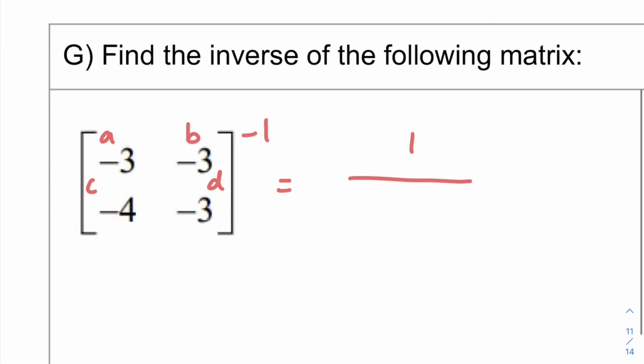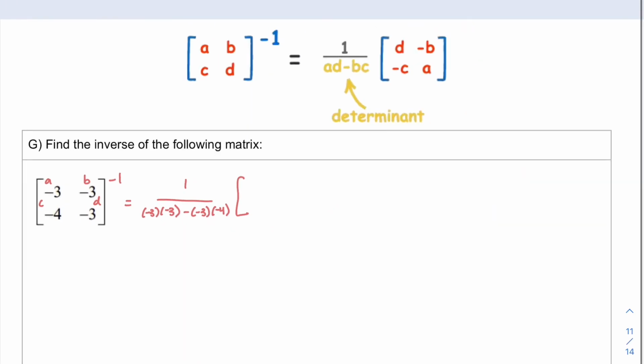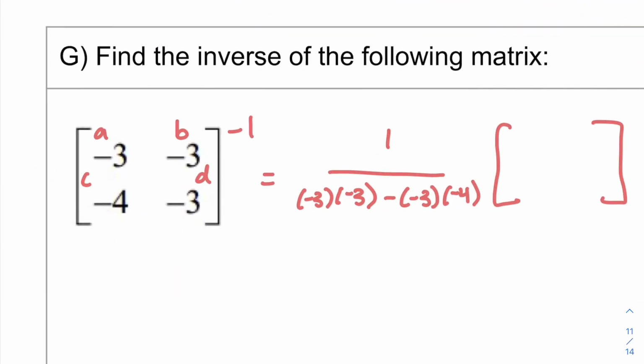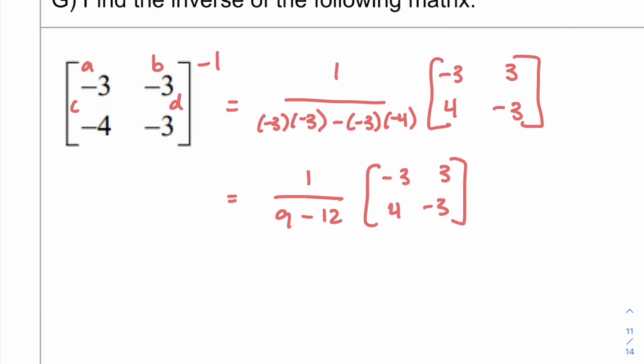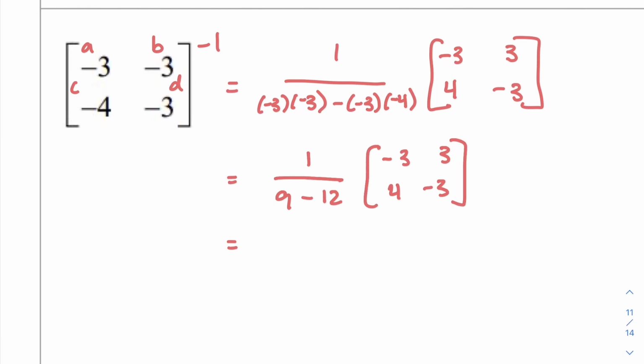So I have 1 over the determinant, which is going to be negative 3 times negative 3 minus negative 3 times negative 4. And then I'm going to multiply that by this matrix that we manipulate. So A and D switch spots, doesn't matter in this one. And then B and C are going to have opposite signs from what they started. So 3 and positive 4. Then we simplify. So I get 1 over 9 minus 12 times that matrix that we manipulated around. Then we can simplify the determinant, so it would be 1 over negative 3.